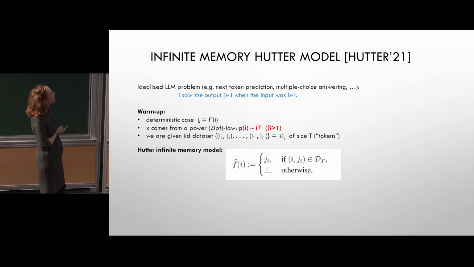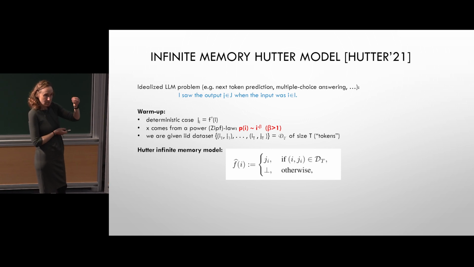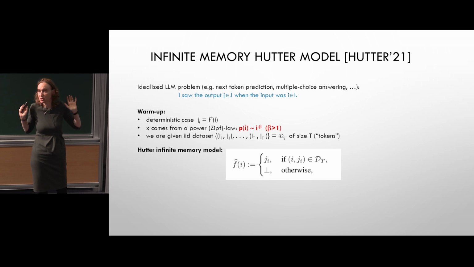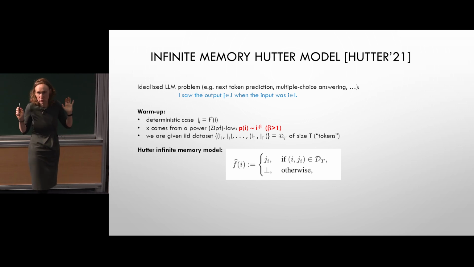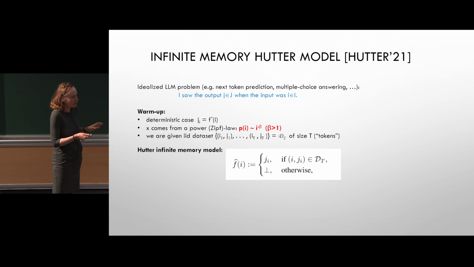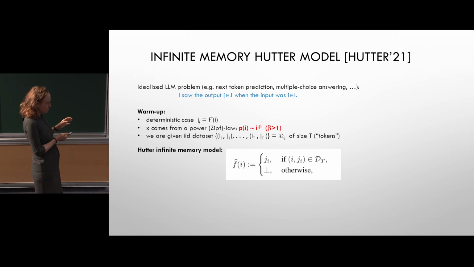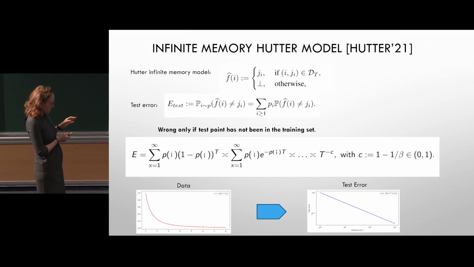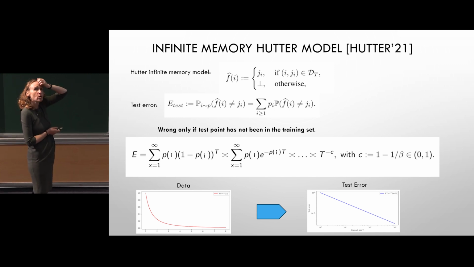And what the Hutter model does, the infinite memory model, is that if it sees some datum, it will remember it, including its label. And if it doesn't see it, it will always output, I don't know. Okay, so infinite memory. If I've seen it, I know it. And if I haven't seen it, I don't know it. Okay, very simple. And how do we measure when it's correct? So when is the thing wrong on a test point?